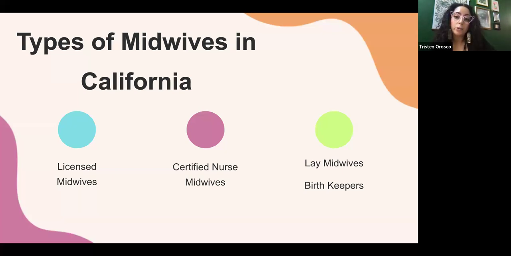Now, the pathway for nurse midwifery is to go to nursing school, and then you would go on to get a master's degree in midwifery. So this whole process is about 6 years, give or take. There are also lay midwives or birth keepers that are within the state. They are unlicensed and they would be in a home birth setting. Next slide, please.